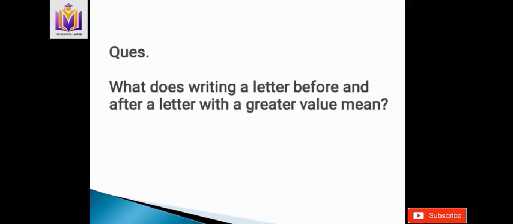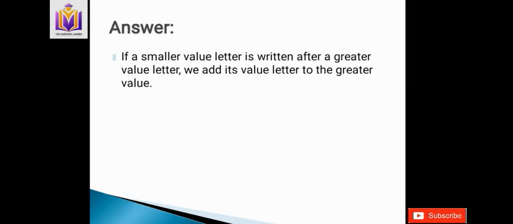Now, here is the question. What does writing a letter before and after a letter with a greater value mean? Just now we have studied what the condition is when we write the smaller number before a greater symbol or after a greater symbol. We have discussed it many times. Let us recapitulate it once. So if a smaller value letter is written after a greater value, we add the value to the greater value.